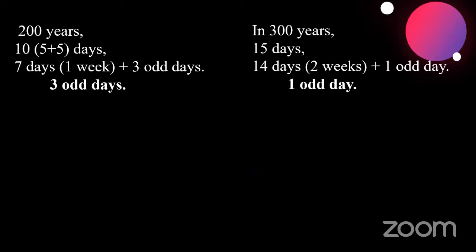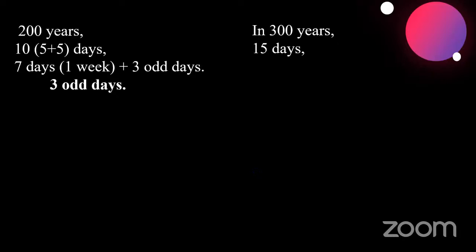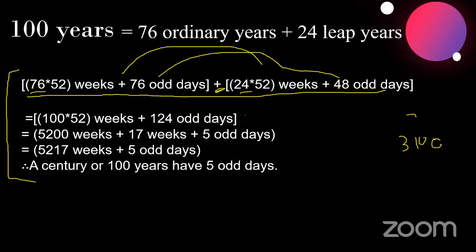300 years means there is 1 odd day. 300 years means you just calculate and see. I have given you a sample calculation. Try to calculate this way and see. Fine. In your leisure time, you just calculate and see. Okay. Is that clear for you? Yes, ma'am. You don't need to do it today itself. During your leisure time, you just calculate this.